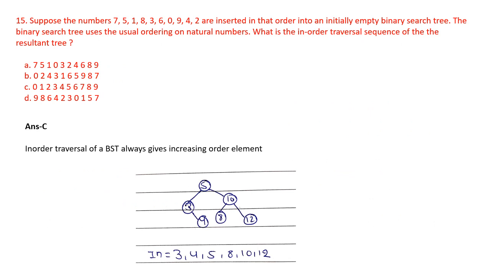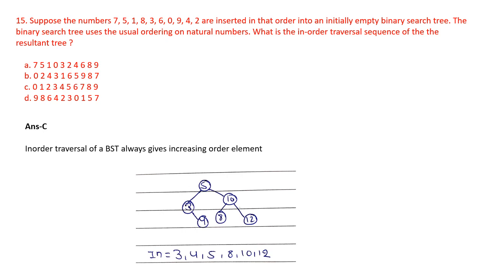Suppose the numbers 7 5 1 8 3 6 0 9 4 2 are inserted in that order into an initially empty binary search tree. The binary search tree uses the usual ordering of natural numbers. What is the in-order traversal sequence of the resultant tree? This is the easiest question in this entire set.